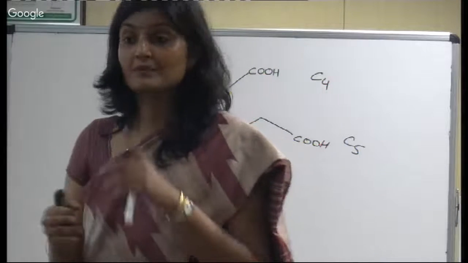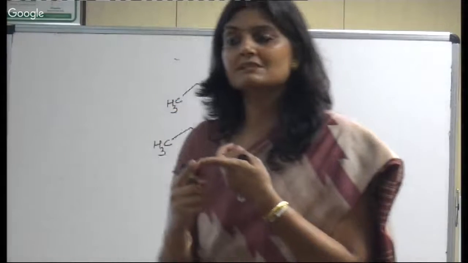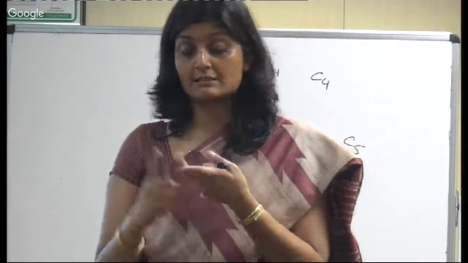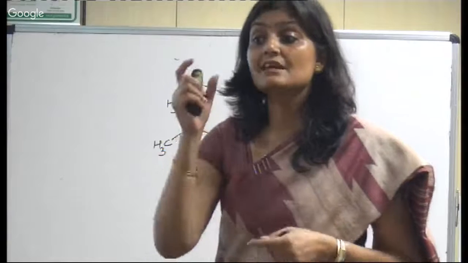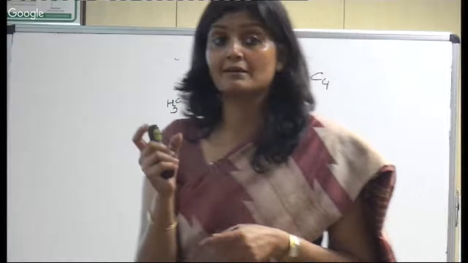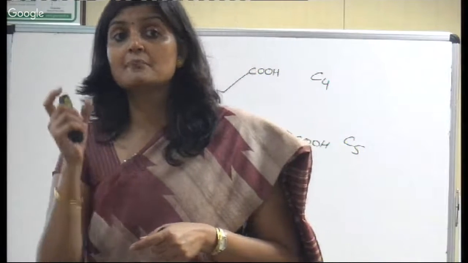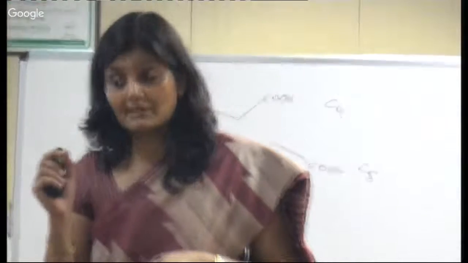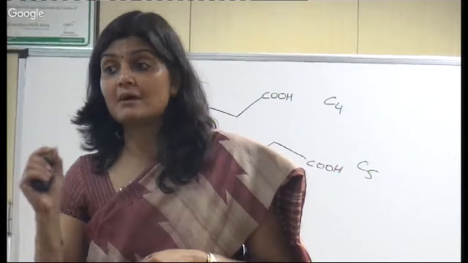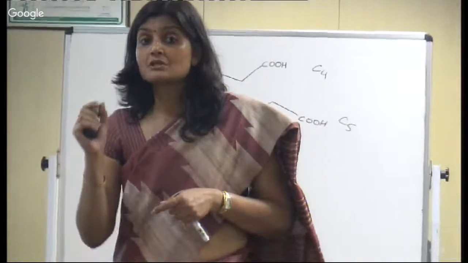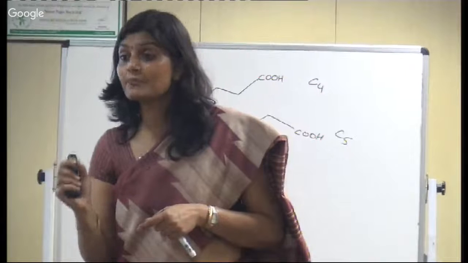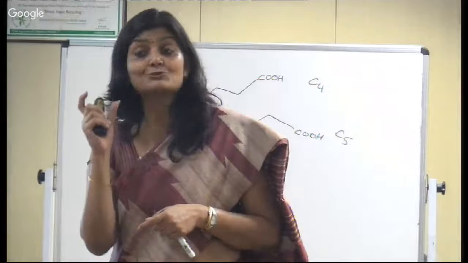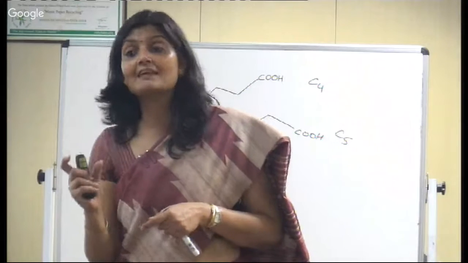Is that okay? So the first thing, even chain carboxylic acids will have melting points higher than those of odd chain carboxylic acids. The second thing is the introduction of a double bond lowers the melting point of the carboxylic acid. There again, in unsaturated carboxylic acids, the cis acids have melting points lower than the trans acids because the cis acids again do not fit well in the crystal lattice.